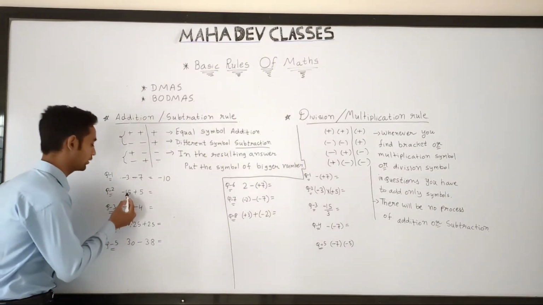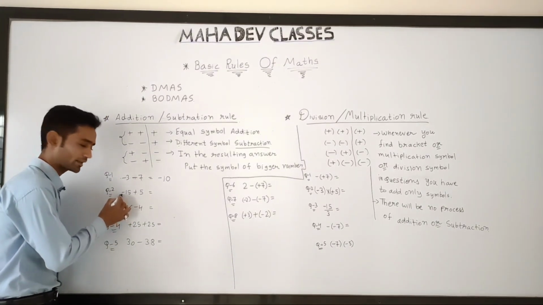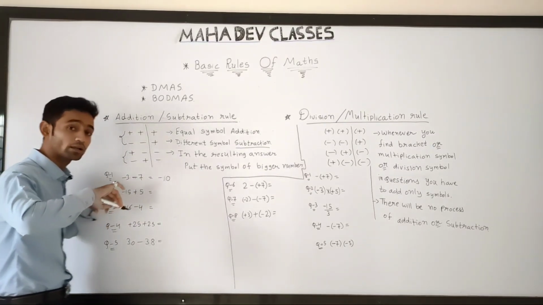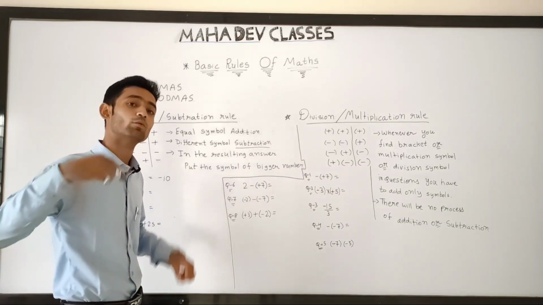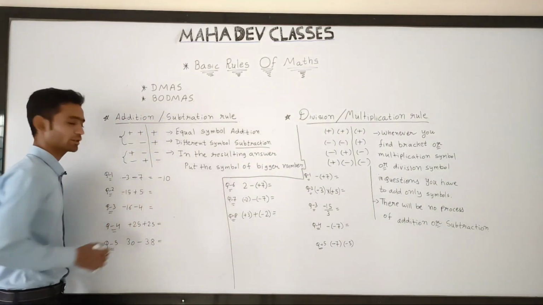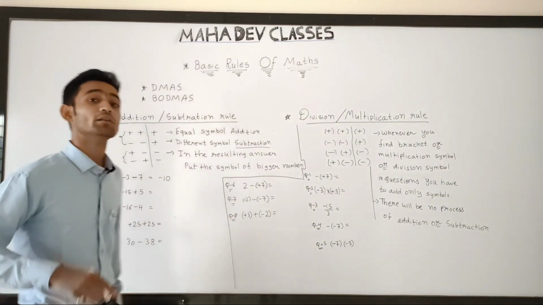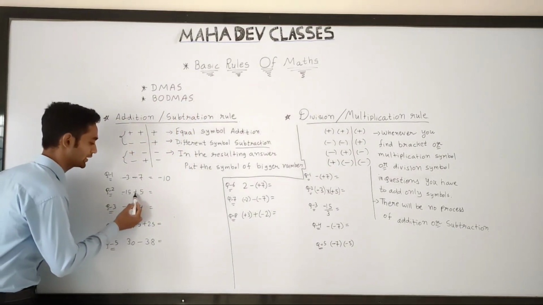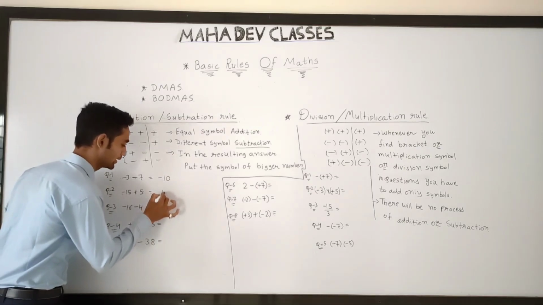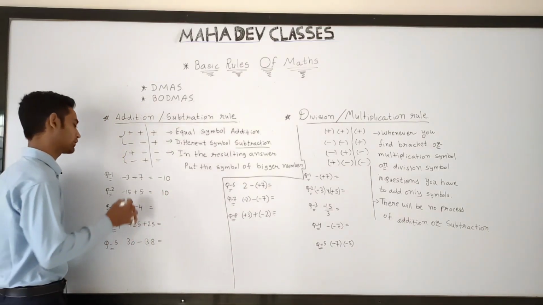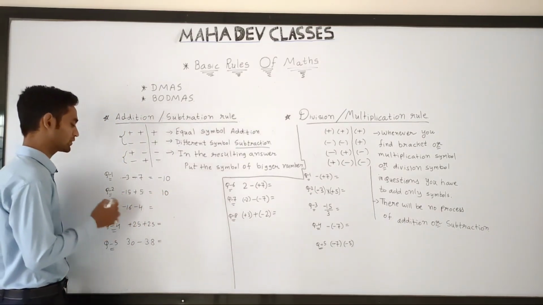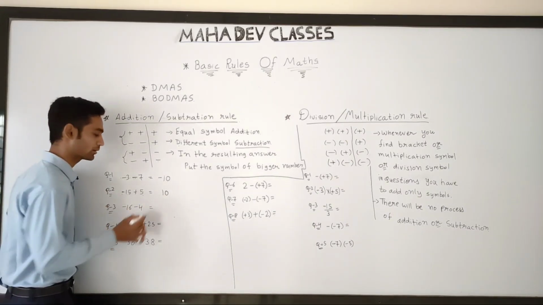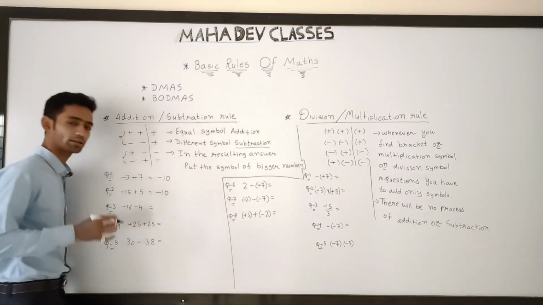Okay, and now here 15 is having minus symbol and here 5 is having plus symbol. Both are different symbols, that's why we have to do the process of subtraction, and in the resulting answer we will put the symbol of the bigger number. See, 15 minus 5, you will get 10, and put the sign of the bigger number. Which one is the bigger one, 15 or 5? 15 is the bigger number, that's why we will put minus here.